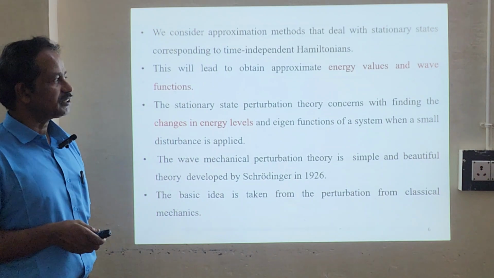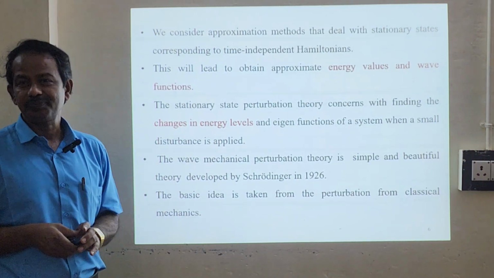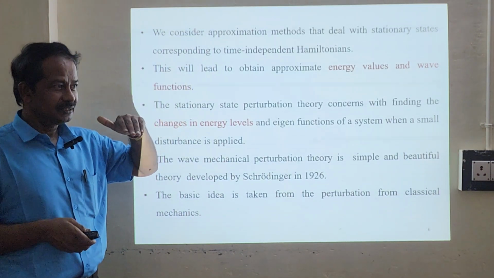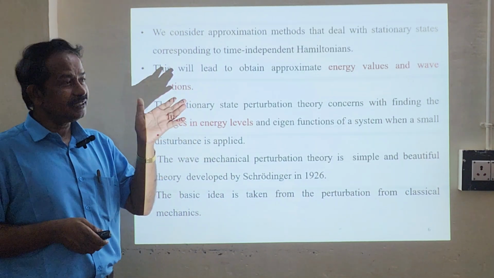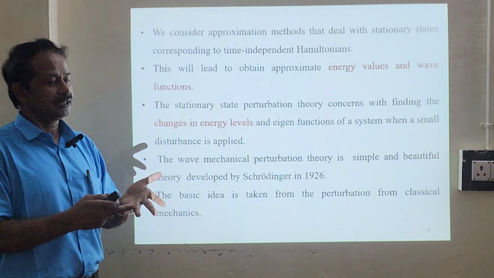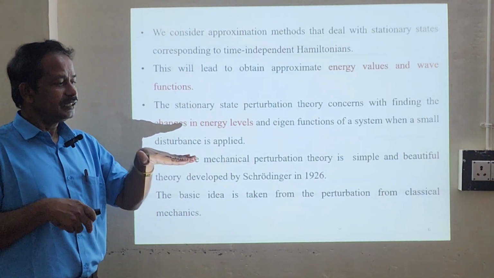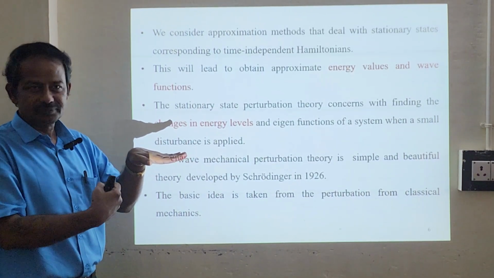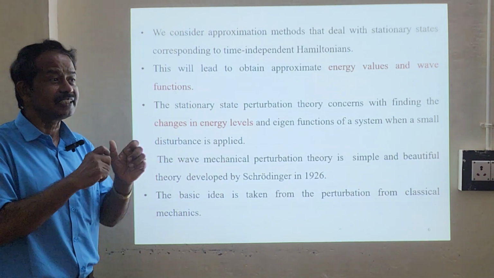The stationary state perturbation theory is concerned with finding the changes in energy levels. Already we have obtained the exact solution for the models, for example the quantum well, then the infinite potential barrier. For all those we obtained the energy already. These energies will change, either going up or down. So there will be a change in energy levels. Those levels are called discrete energy levels.